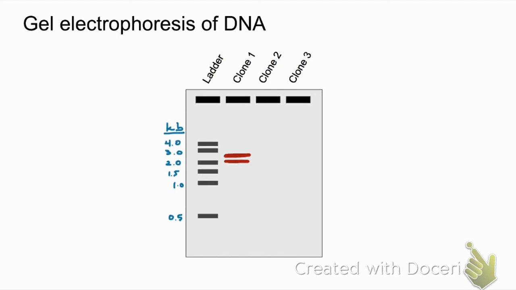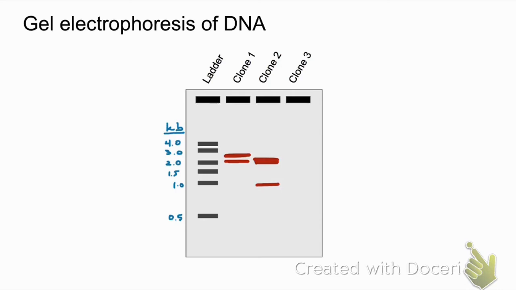Clone 2, let's assume, is a clone that contains the expression plasmid, but the gene is in the opposite direction of what we wanted in. We said that this would produce 3 fragments. 2 of those fragments would be about 2 kilobase pairs in size, and the third one would be 1 kilobase pair in size. And I'm showing that here for clone 2.